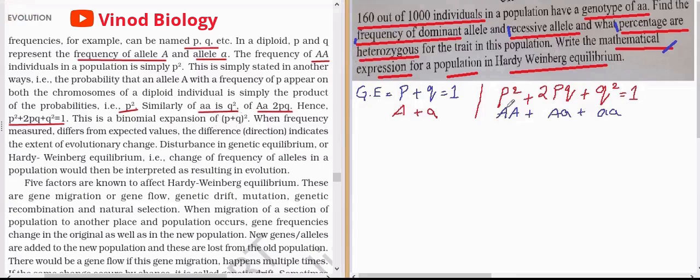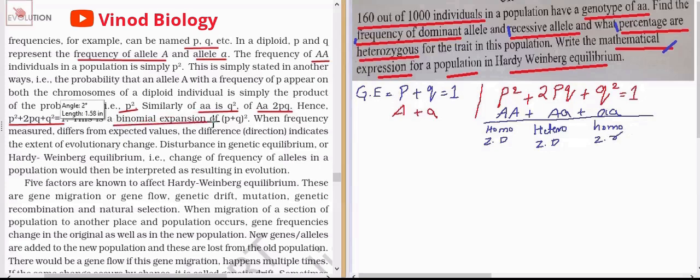As we know, p square is homozygous dominant. 2pq is heterozygous dominant, which is what the question asked. And q square is homozygous recessive. The formula is also the same: p plus q whole square, like a plus b whole square. Now we don't need this.